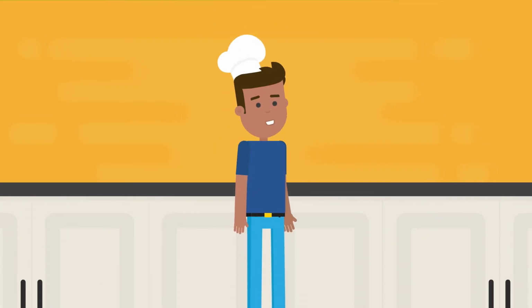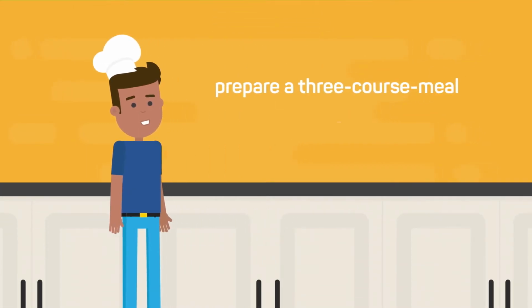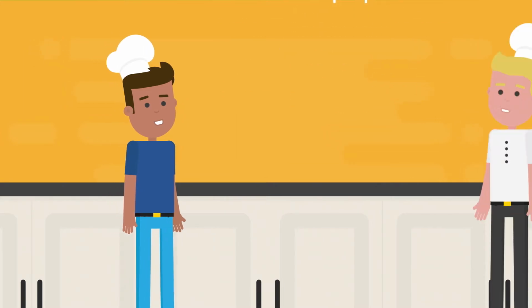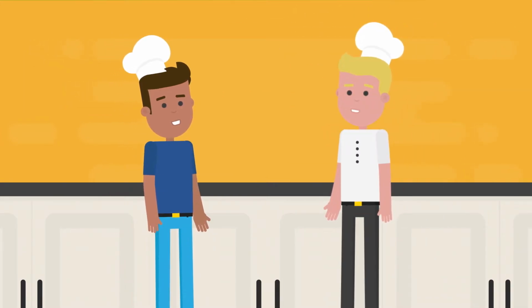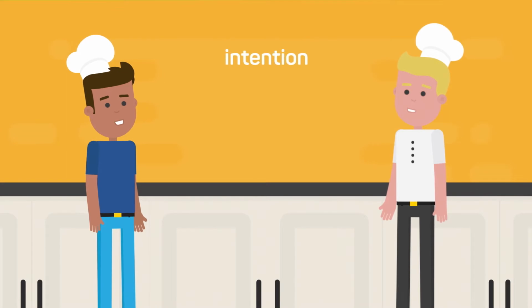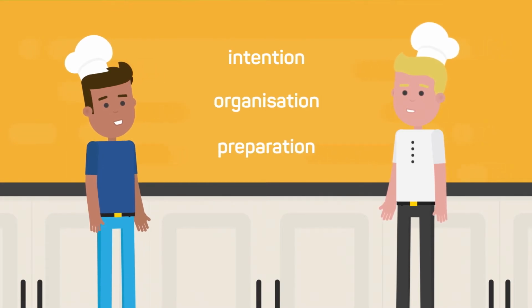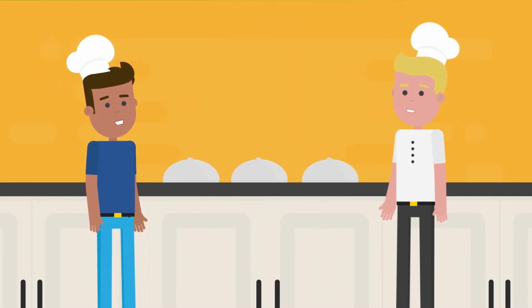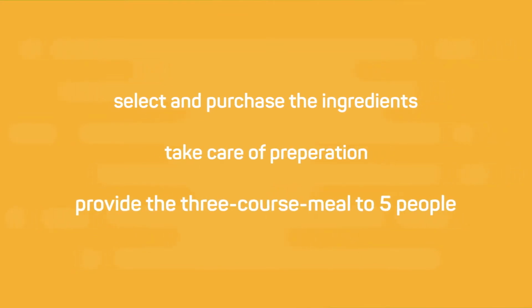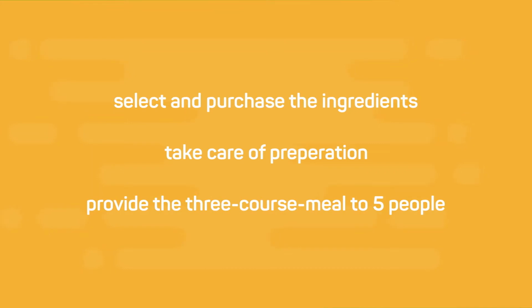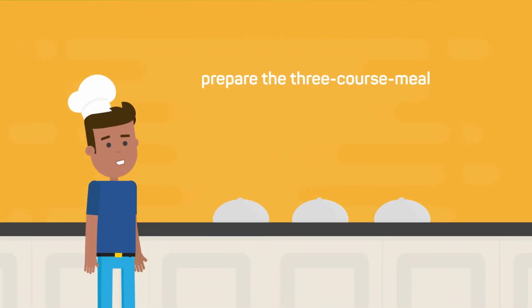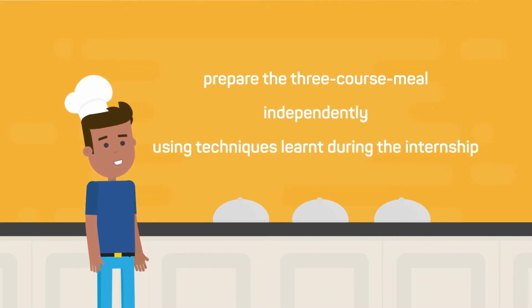In the last week of the internship, Mark has to prepare a 3-course meal for 5 people. Mark consults the assessment process with his chef and informs him of his intention, organisation and preparation for the assessment. According to the learning outcomes, Mark has to prepare and create a 3-course meal. He has to select and purchase the ingredients, take care of preparation, and has to provide the 3-course meal to 5 people. Mark must be able to prepare the 3-course meal independently by using techniques learnt during his internship.